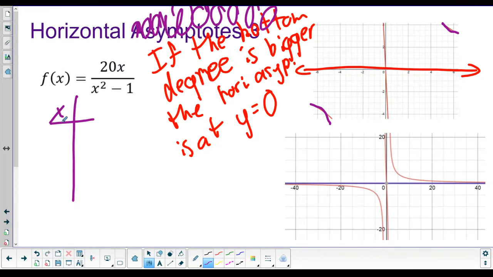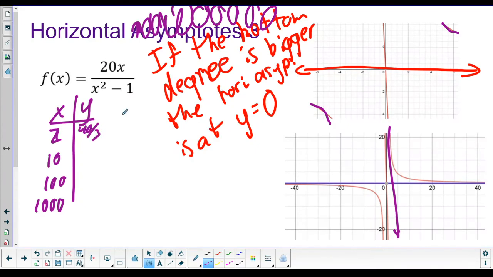All right, so x. I'm going to do a bunch of rounding here just to make my life easy. Let's plug in 1, 10, 100, and we'll try 1,000. If I plug in 1, this is 20 over 1 minus 1, which is 0. Oops, that's our vertical asymptote. 1 doesn't work. Let's pick 2. So this is 40 over 3.